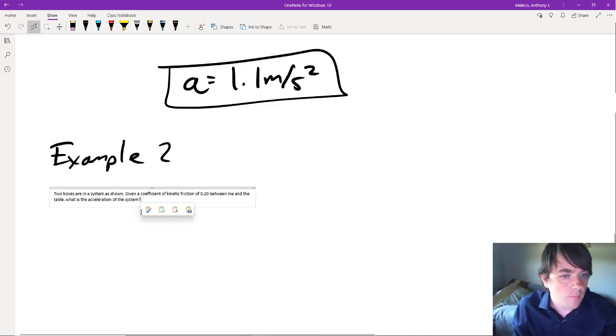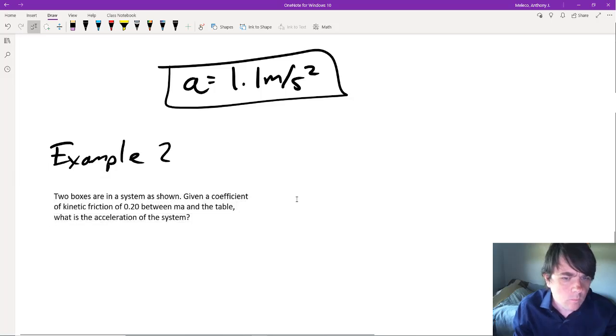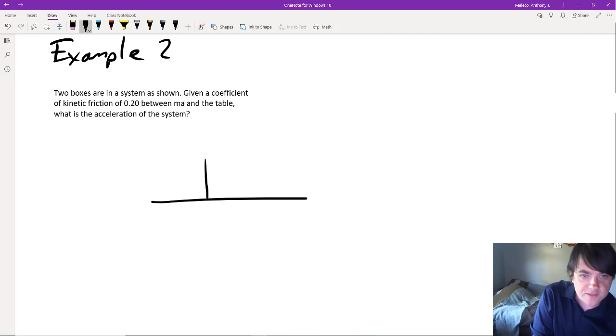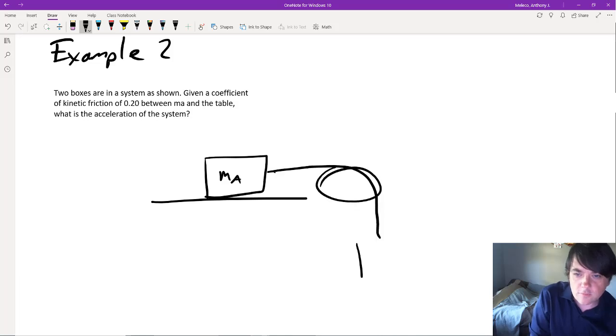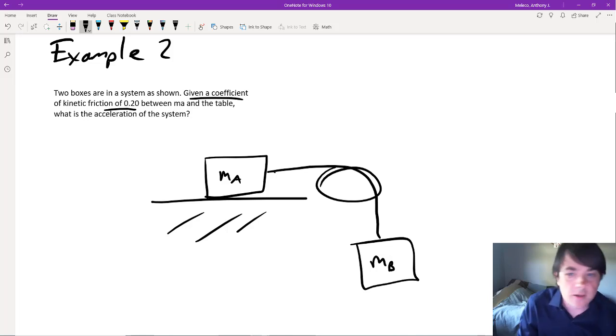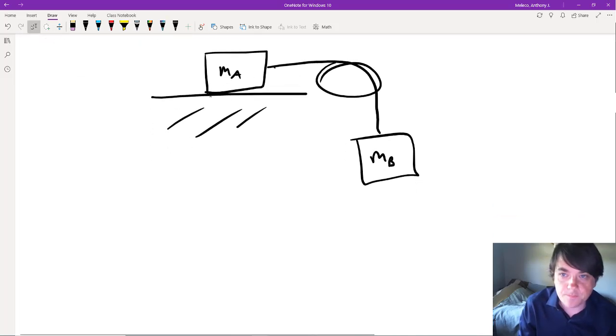Okay, it'll be the Atwood's table. So two boxes are in a system as shown below, and we want to know the acceleration of the system. So we have mass A, and hanging over is mass B. We're given a coefficient of kinetic friction between MA and the table. What is the acceleration of the system?